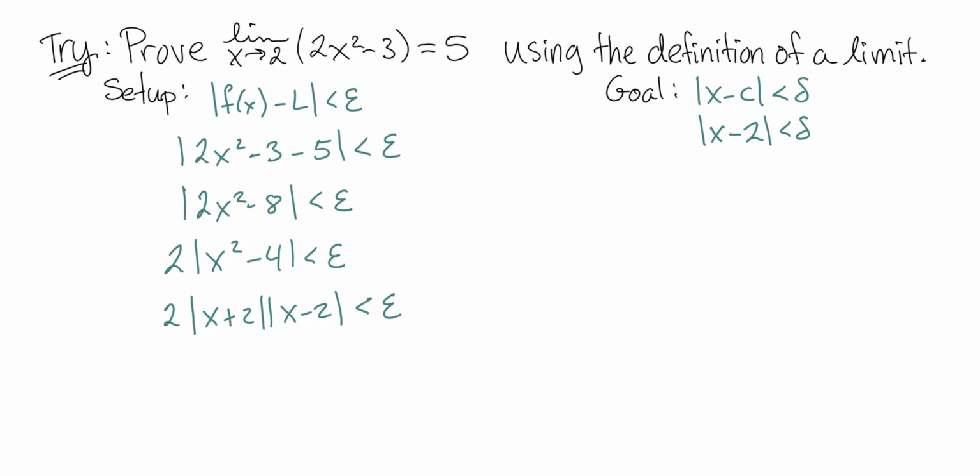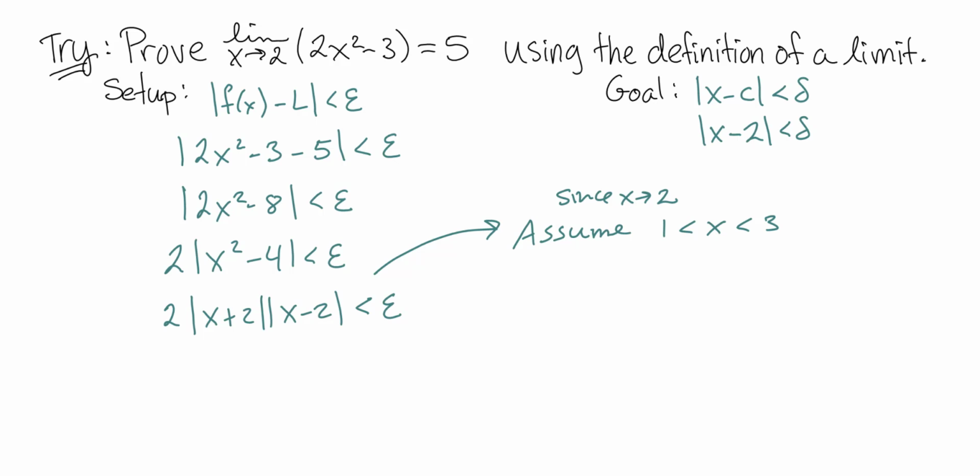So this is good news because we have the x minus 2 that we're looking for in our goal. But we also have this x plus 2 that we need to deal with. This is where we're going to make our assumption. Since x is approaching 2, we want to assume that x is between 1 and 3.